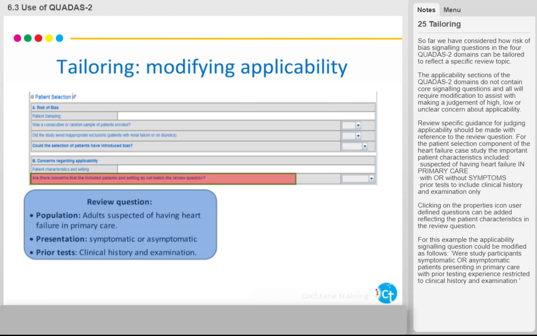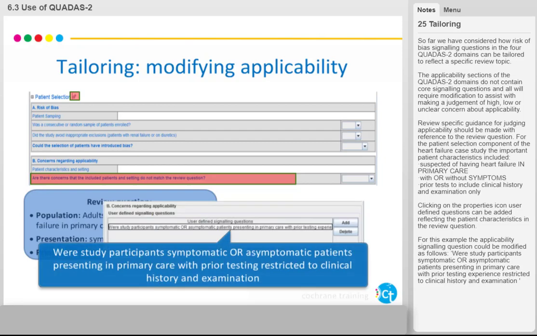For the patient selection component of the heart failure case study, the important patient characteristics included patients suspected of having heart failure in primary care, with or without symptoms, and prior tests to include clinical history and examination only. So clicking on the Properties icon, user-defined questions can be added reflecting the patient characteristics in the review question. For this example, the applicability signalling question could be modified as follows. Were study participants symptomatic or asymptomatic patients presenting in primary care with prior testing restricted to clinical history and examination?